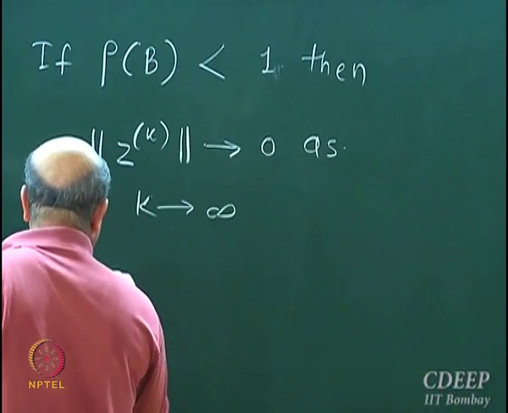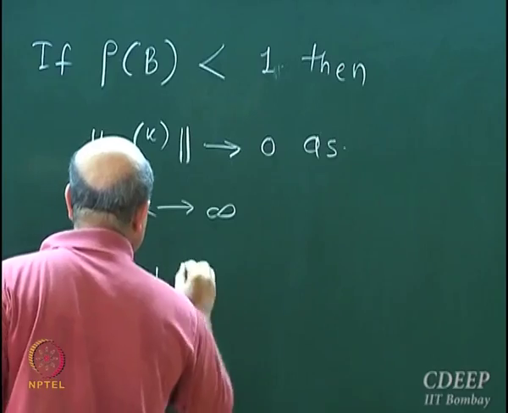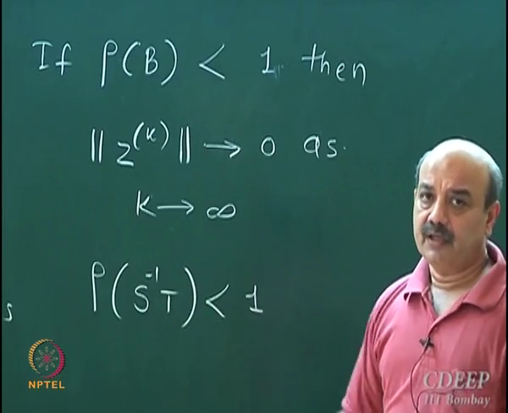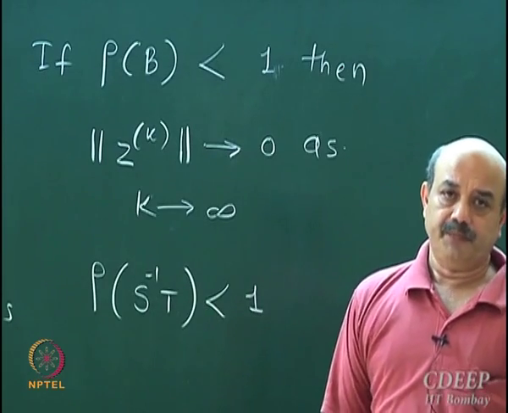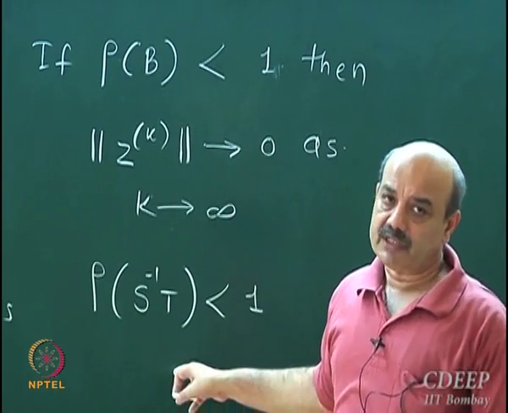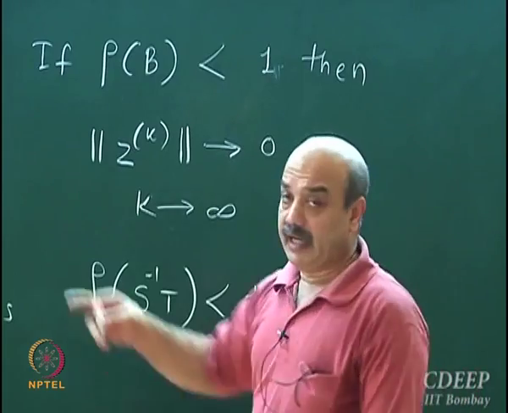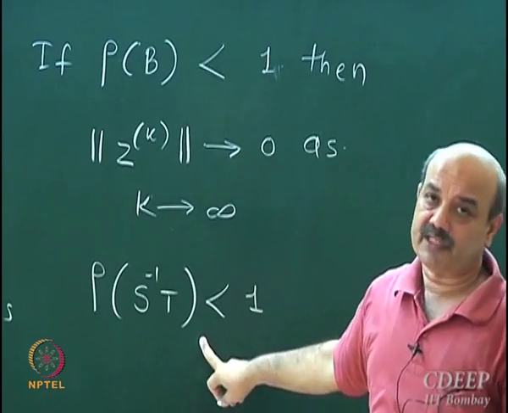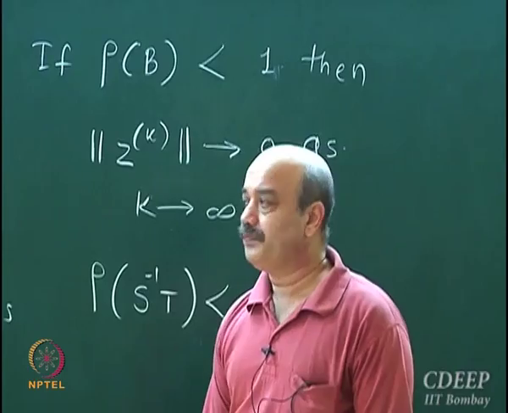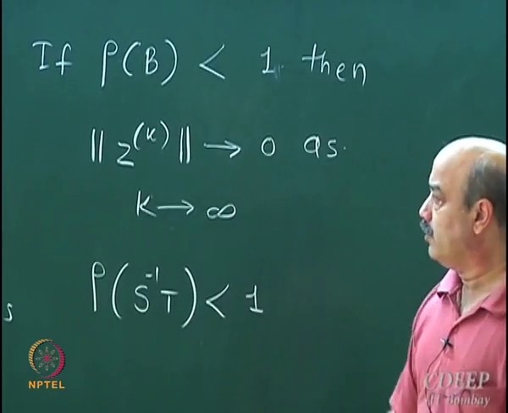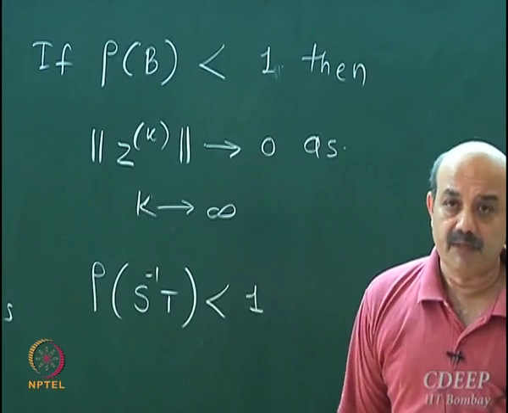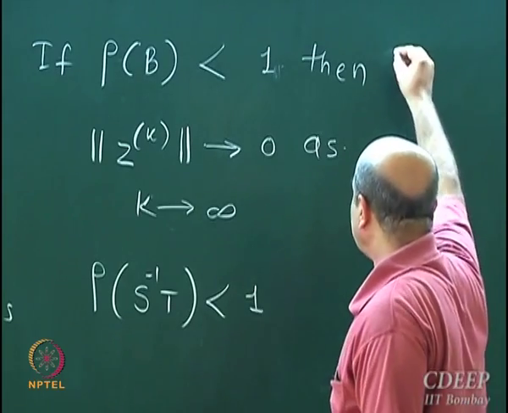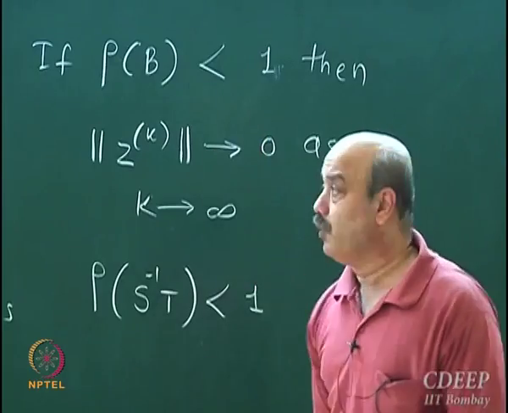We said that if the spectral radius of S inverse T is strictly less than 1, then this is the necessary and sufficient condition for convergence of error. The error between the true solution and the guess solution will diminish to 0 if this condition is satisfied. I'm just doing a recap of what we have done till now. From this point, we again had some difficulty because we have to compute eigenvalues. Eigenvalue computations are difficult.